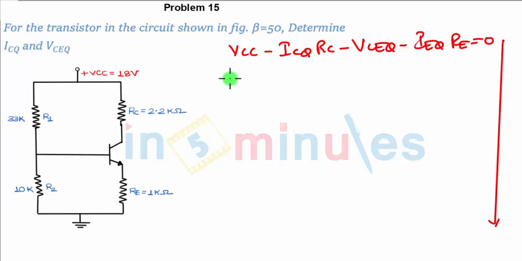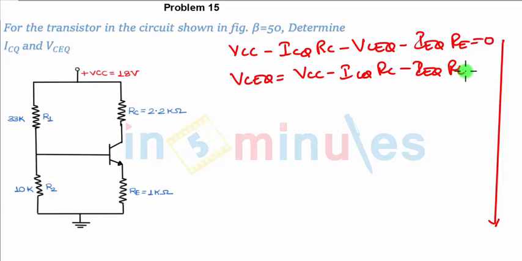So this will give you VCEQ as VCC minus ICQ RC minus IEQ into RE. We have found all these terms, so you can find VCEQ easily as 8.436 volts. This is how we have found all the required parameters in the question successfully.